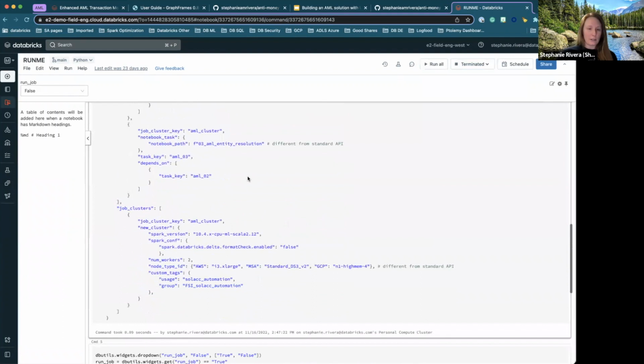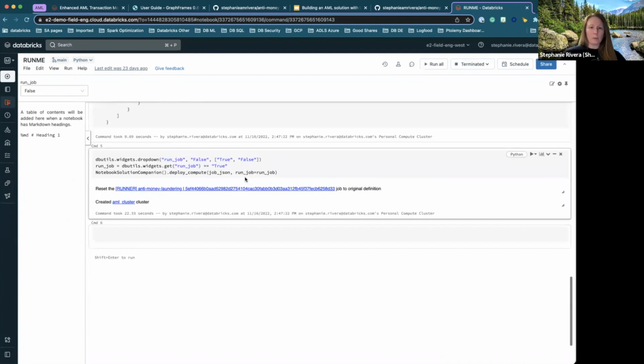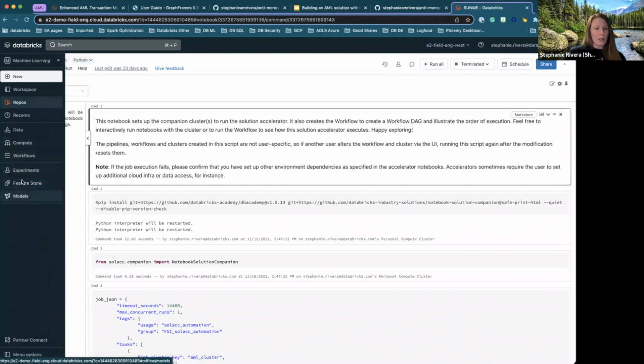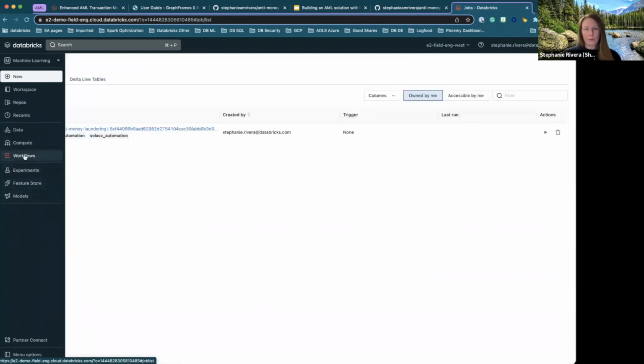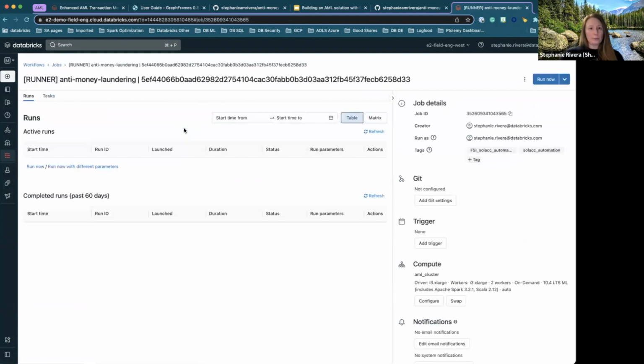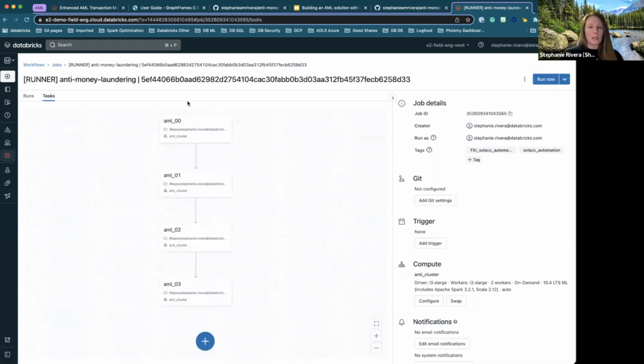You'll notice that there's a whole bunch of JSON here, and then down at the bottom, since I've already run mine, you can see that it's pointed to a runner. What that means is that in the RunMe, we've actually set up a workflow already. By running the RunMe, you can go into your workflow and check all the different tasks. You can see that this job has been created, and what it does is run each notebook in sequential order.